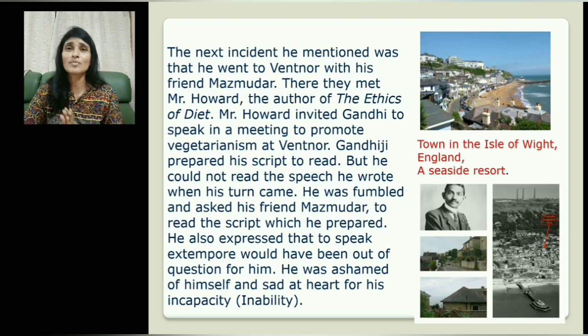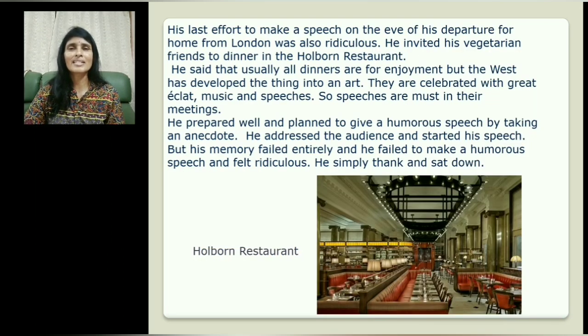He was ashamed of himself and sad at heart for his incapacity to speak in front of others, just because of his shyness. And the next incident he mentioned was his last effort to make a speech on the eve of his departure for India after completing his barrister course. He invited his vegetarian friends to dinner in the Holborn restaurant. He said that usually all dinners are for enjoyment, but the West has developed the thing into an art. They are celebrated with great eclat, music, and certain speeches. So speeches are a must in such kinds of meetings.